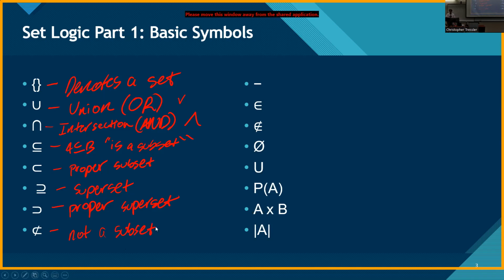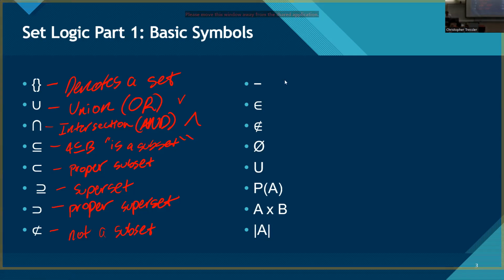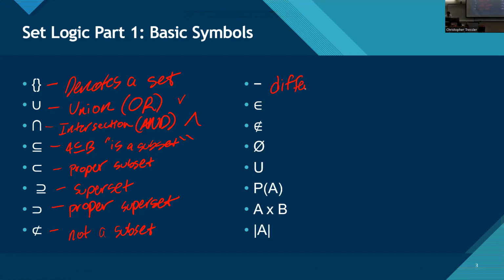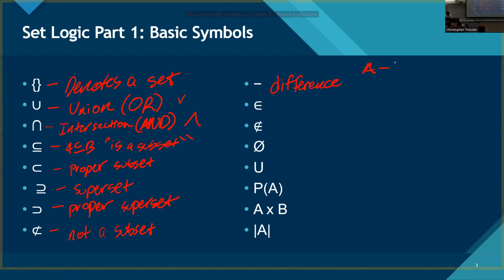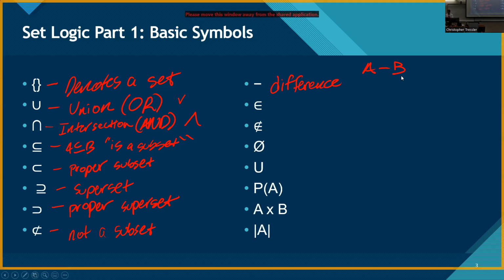So then we have this up here. What is this? This one up at the top right. Maybe people can guess. Yeah. So in terms, we would say that this means a difference. So if we had A minus B, what would that mean? Right. So all the elements in A, but not in B. Okay.